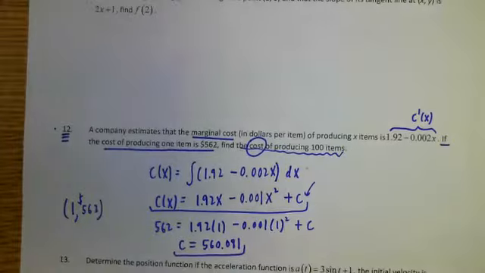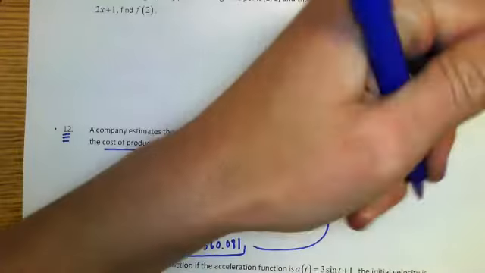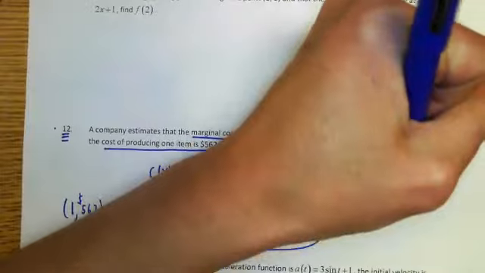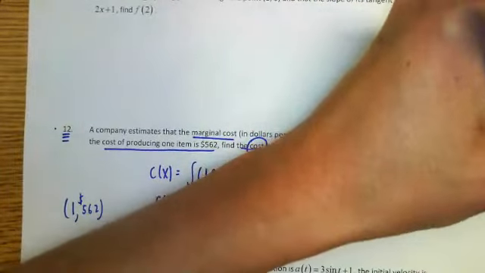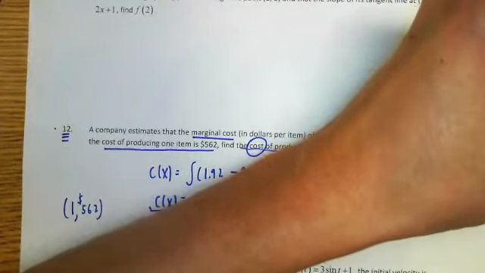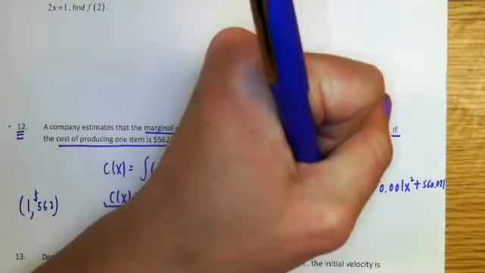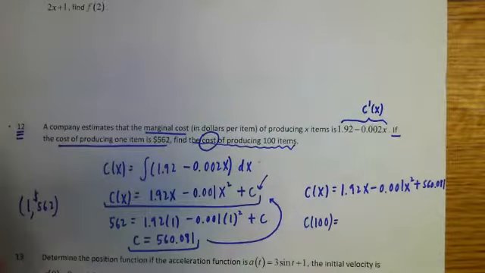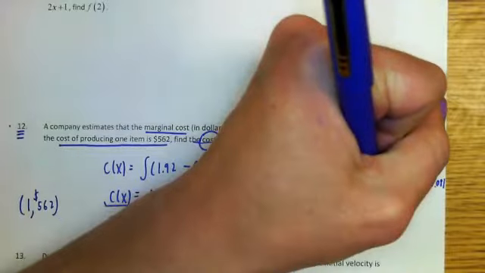Next up, we can plug this C back in to the cost function so we can actually answer the question. So C of x equals 1.92x minus 0.001x squared plus the C that we got. And we want to find C of 100. So last step, C of 100, that goes straight into the calculator, and you're going to get the cost of producing 100 units.